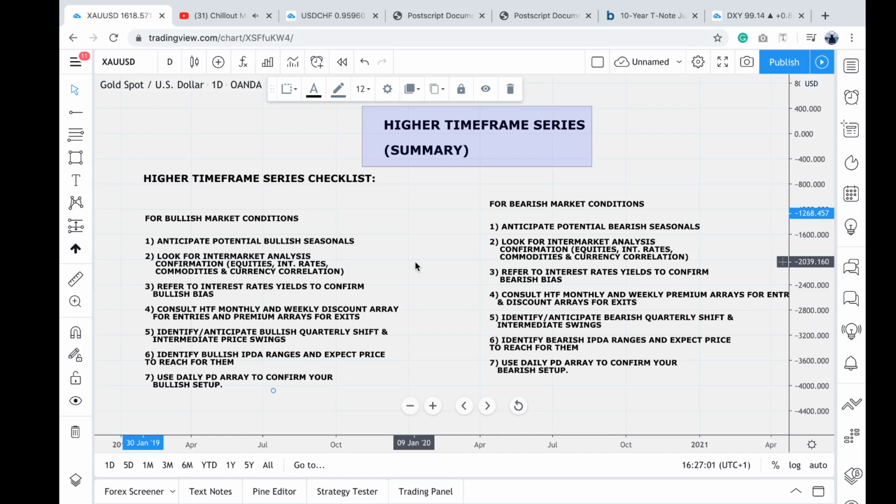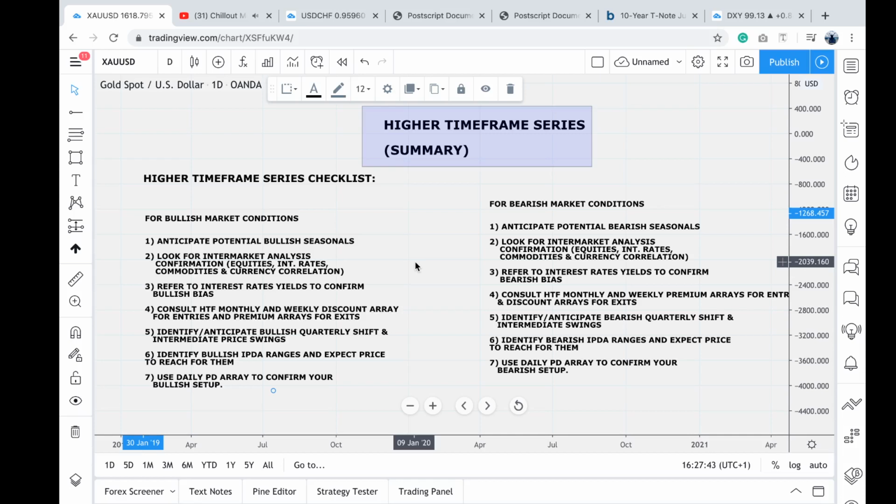And number four, you then go to technical analysis on the higher time frame. You want to consult your higher time frame monthly and weekly discount arrays for entries. Remember, if you're bullish, you're looking for a discount array to buy from, to base your entries around, because this is the level the banks are going to look at for bullishness in the marketplace. They place the bulk of the volume of their trades around this discounted level, and then your target would be premium weekly and monthly arrays for exits.